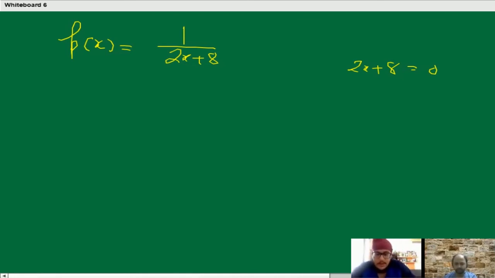Then 2x would be equal to negative 8. What would be the value of x? Then x will equal negative 8 over 2. Yes, true. Then what would be the value? Negative 4. X would be equal to negative 4. So what would be the domain?